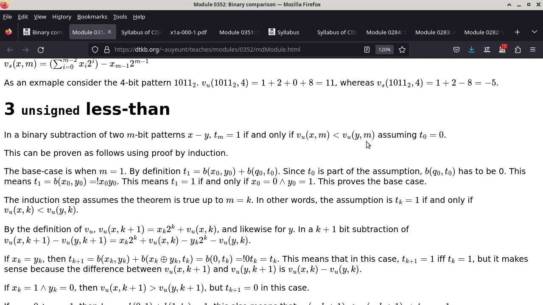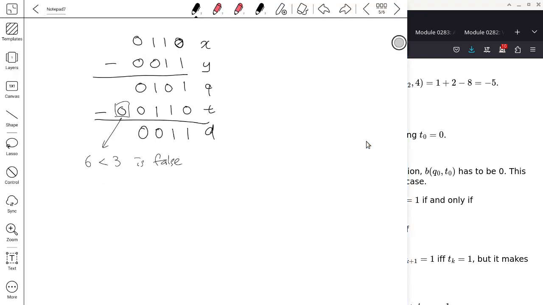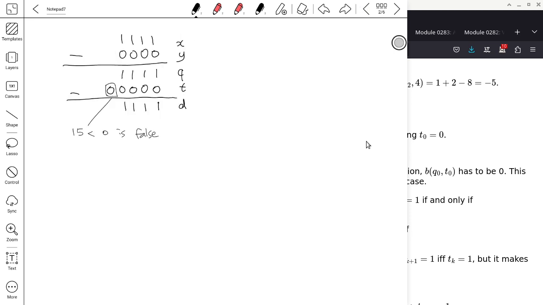What about the signed interpretation? Let's go back to the examples and take a look at the signed interpretation and see what is going on here. The signed interpretation is a little bit more complicated. What about the signed interpretation of X? We talked about this already. But what is it? What is VS of X4?